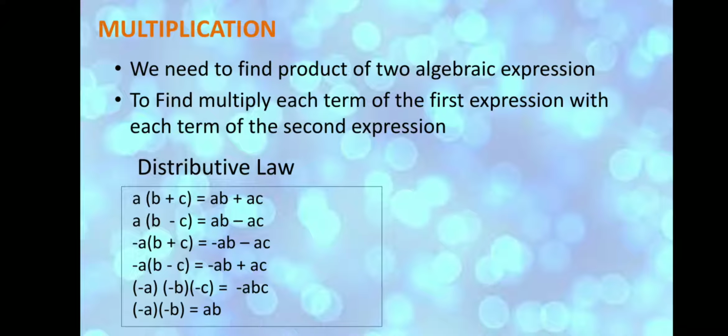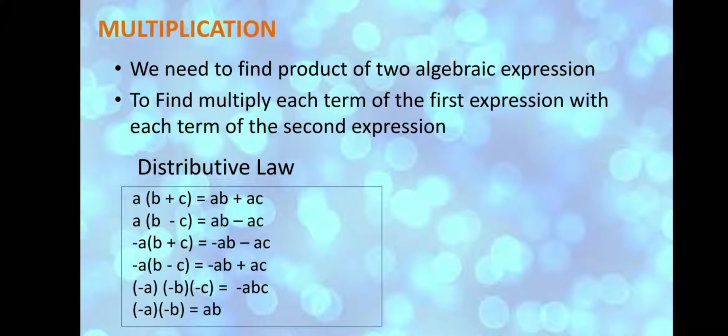Now the next one is a, and in the bracket you have b minus c, so a into b minus a into c. Now this third one is minus a, and in the bracket you have b plus c. So how are you going to do it? Minus a into b turns into minus ab, and minus a into c gives minus ac. Why minus? Because you have minus a, and minus and plus change into minus in multiplication.